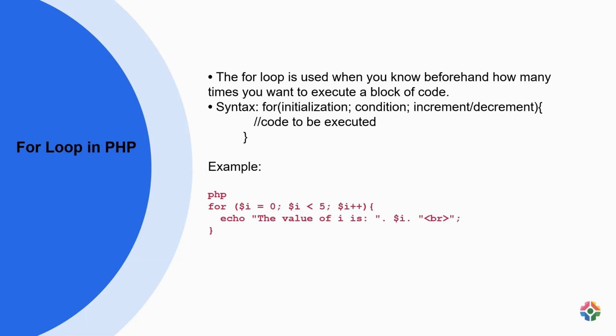Its syntax comprises an initialization step, a condition to evaluate before each iteration, and an increment or decrement operation. For instance, in PHP, using a for loop with initialization $i = 0, condition $i < 5, and increment $i++, the loop will iterate 5 times, displaying the value of i is $i on each pass through the loop.